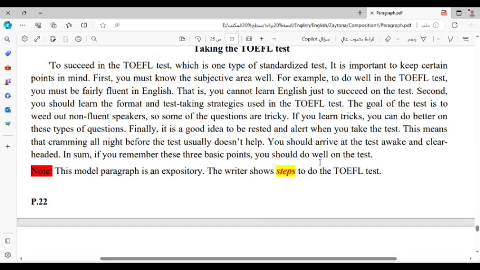So as you see here, in this paragraph, this is, of course, an expository paragraph. So this is just to show the steps in order to teach you how to do the TOEFL test. Okay, so this is like showing steps of something. I'm just showing information. I'm just giving you information. Okay, so you see that this is an expository paragraph.